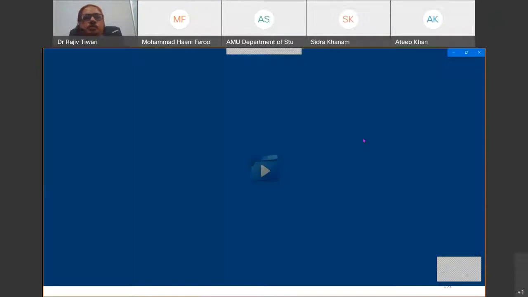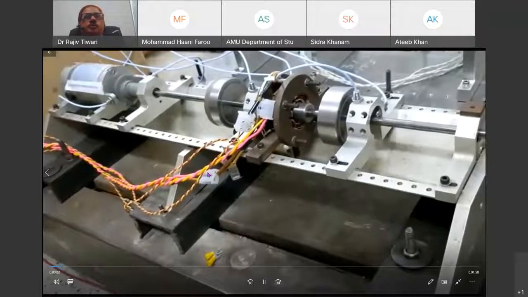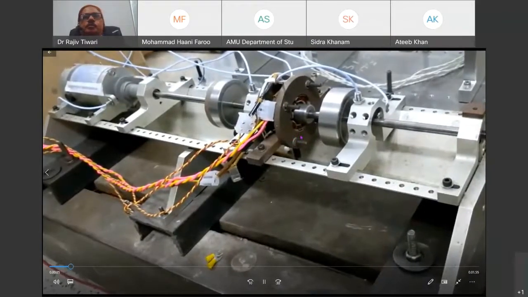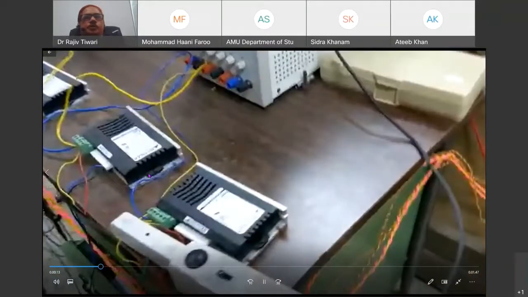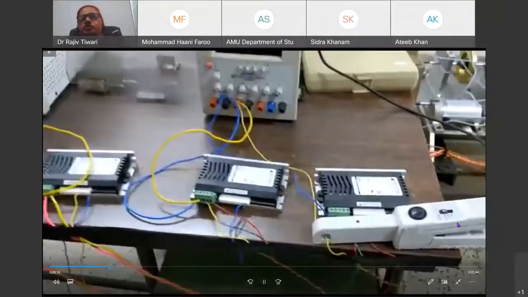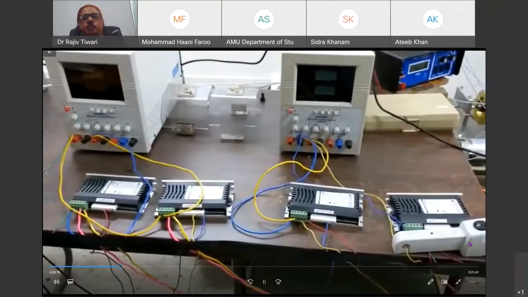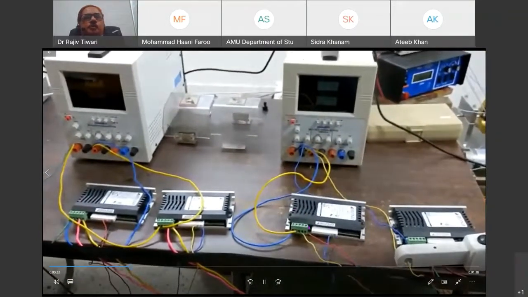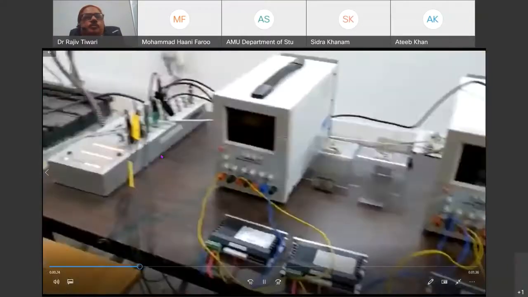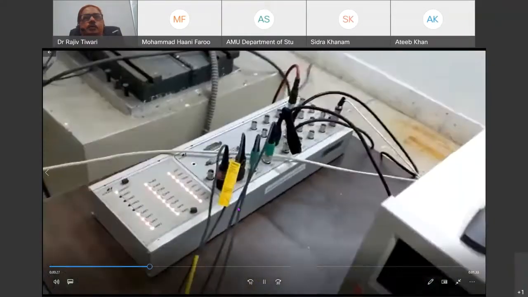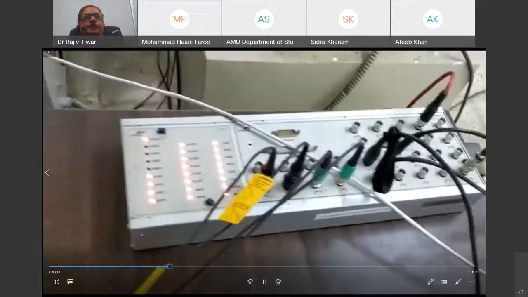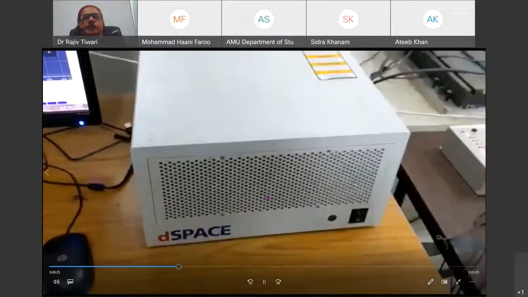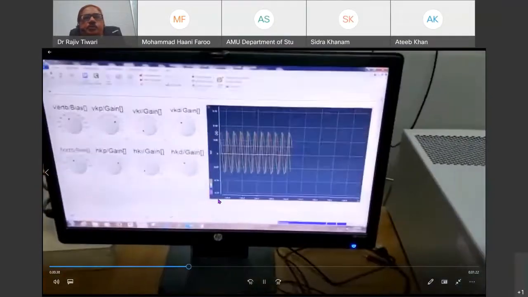This is the last slide. So this is the running of the rig. Here you can see the AMB. There are two discs and then all the instrumentation amplifiers. This is a current measuring probe. These are amplifiers. And then this is a controller controlling current to the AMB. Controller unit, and here the response we are measuring.